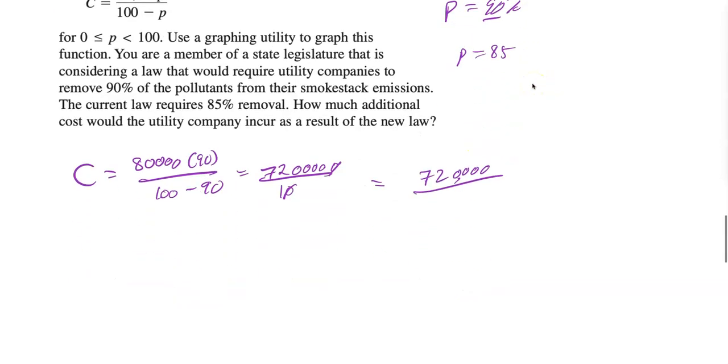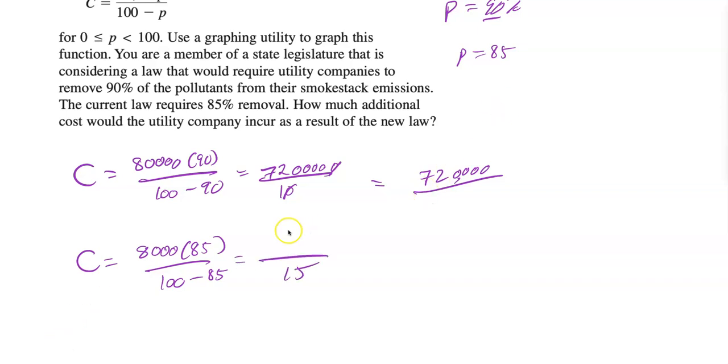The current law is 85. So the current law would just be this, for 85 over 100 minus 85. So over 15. Let me use a calculator. It's going to be 680,000 divided by 15. I'm going to get 45,333.33. So that's the old law.